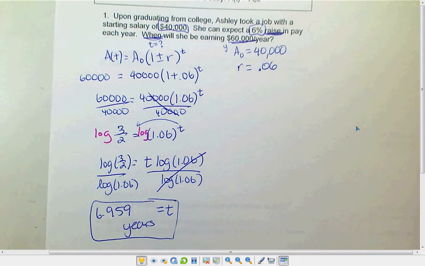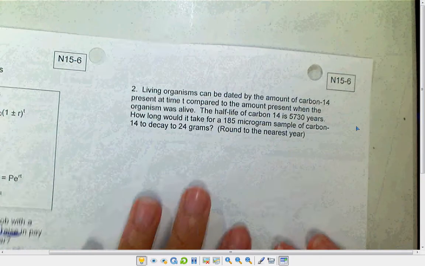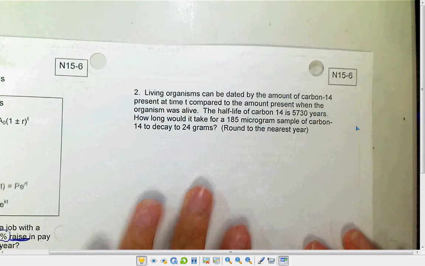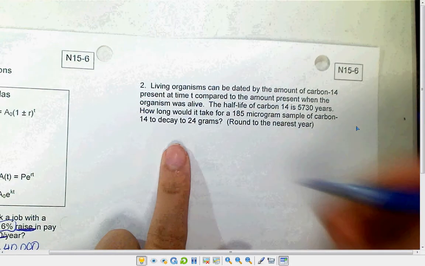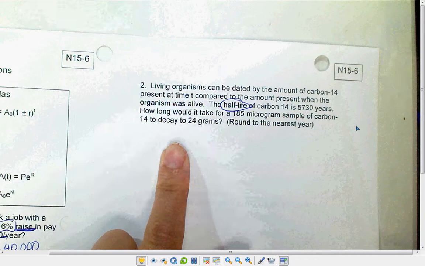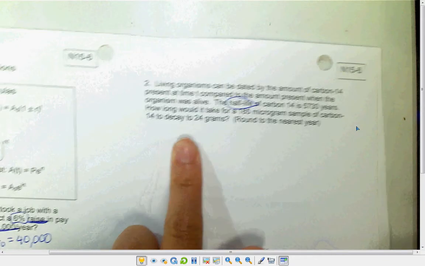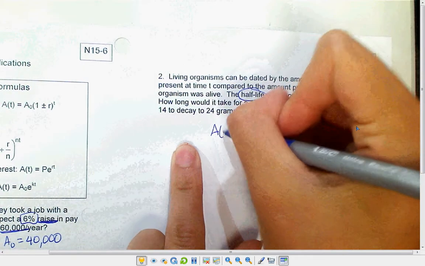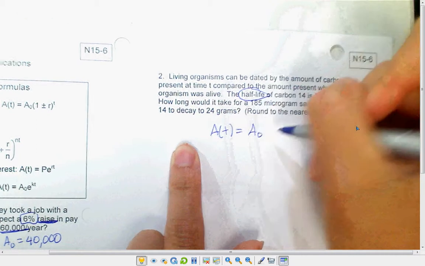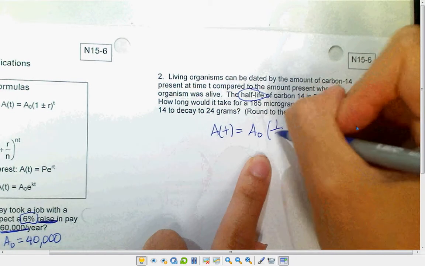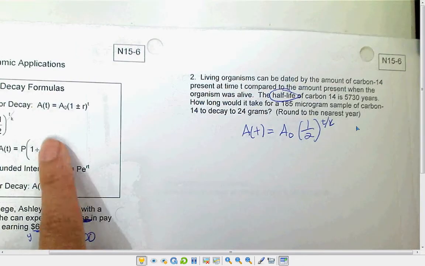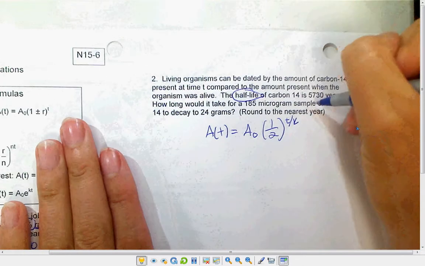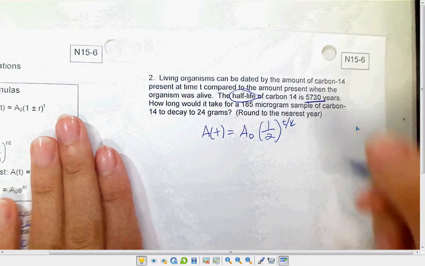Okay, let's look at number 2. Number 2, living organisms can be dated by the amount of carbon-14 present at time t compared to the amount present when the organism was alive. The half-life of carbon-14 is 5,730. We already know half-life, so we're going to use the equation for half-life. So A of t equals A0 times 1/2 to the power of t over k. So this is our equation. If the half-life is 5,730, this is our k.